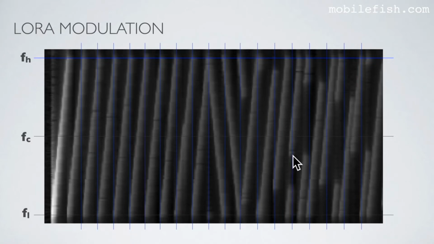And the next symbol starts at this frequency and the frequency increases till its maximum frequency. It jumps to its lowest frequency, the frequency increases again, and it jumps to this frequency and the frequency increases and it reaches its maximum frequency here.